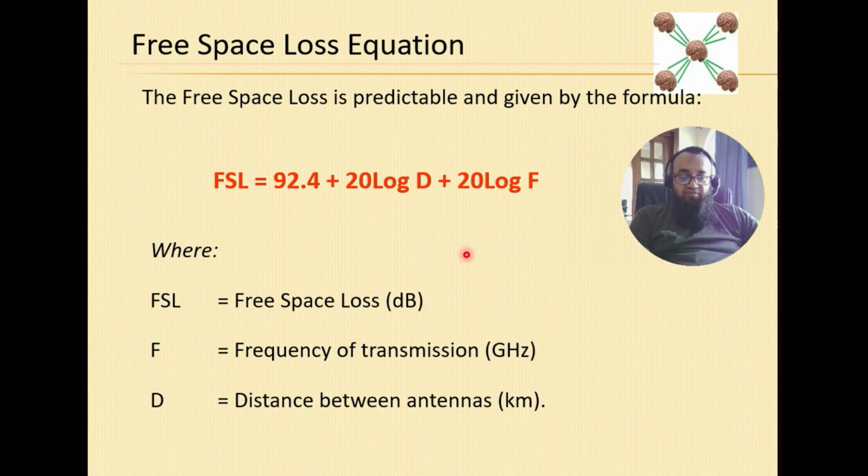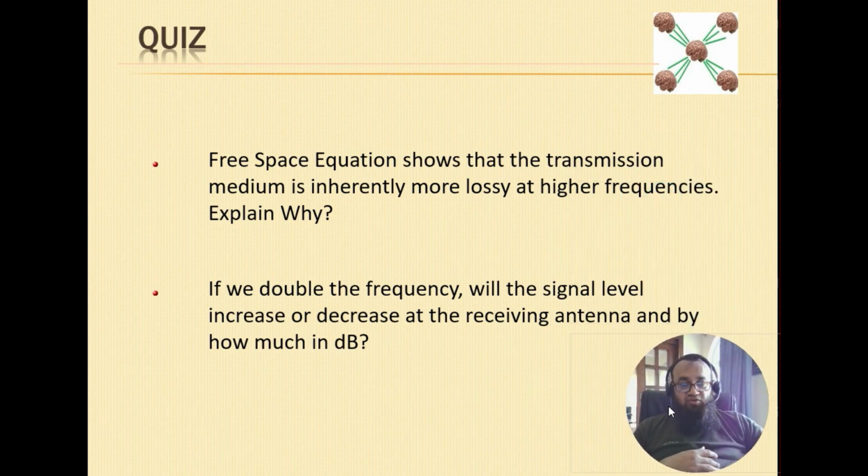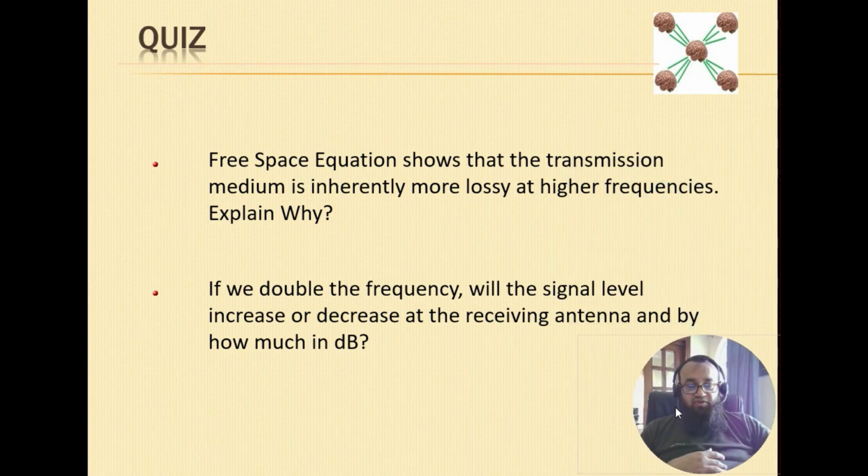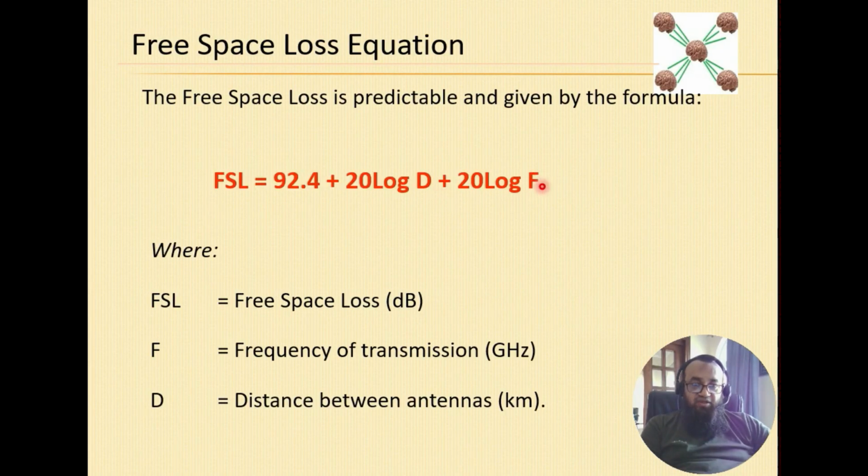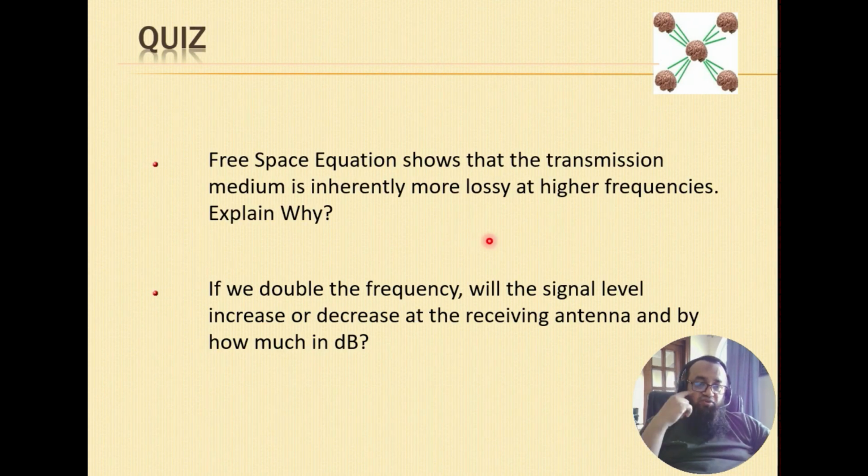I have some small quiz type questions, because when you go through this, some questions should come to your mind. As we saw, the free space loss looks to be more lossy at higher frequency. If you see, this is a frequency component. If we increase this component, the total loss will also increase. But my question is, why? Why on high frequency do we have a higher loss?